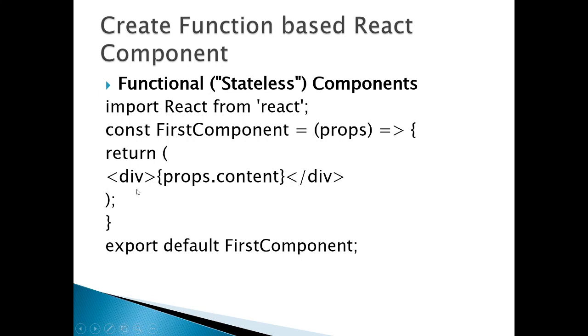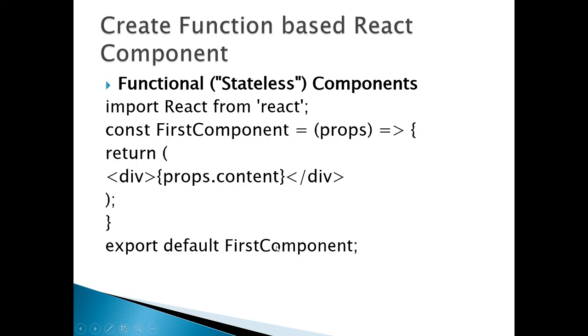What are we returning? A div with the props.content, whatever has been passed to it. For example, the content variable has been passed, so we can print that variable props.content into that div, and we are exporting this component as first component.